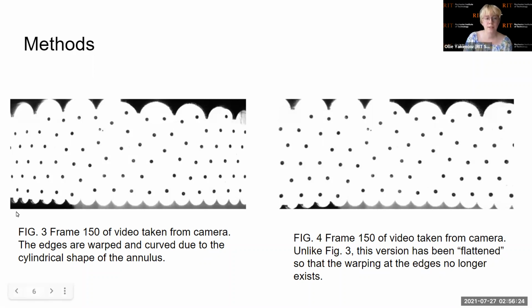As you can see in Figure 3, there's this warping around the left and right edges of the frames, which can make it difficult to consistently track particles as they are not always on the same plane. In Figure 4, however, we have flattened this image, which makes it much easier to track particles consistently as they move from right to left.